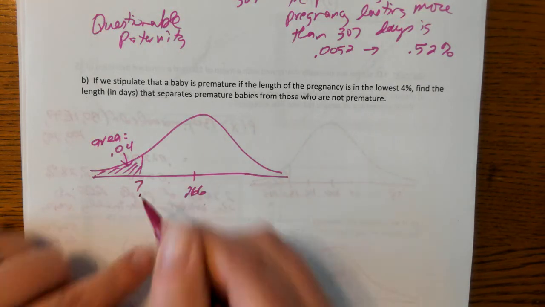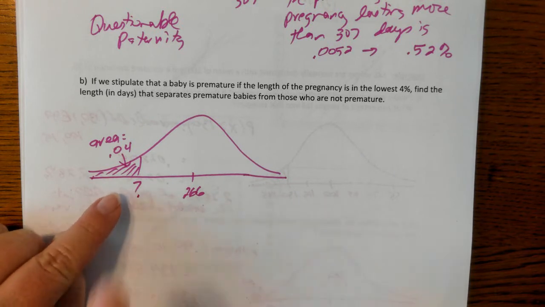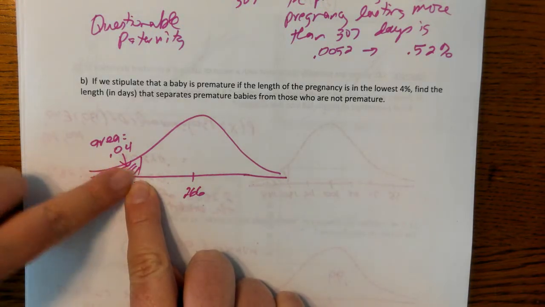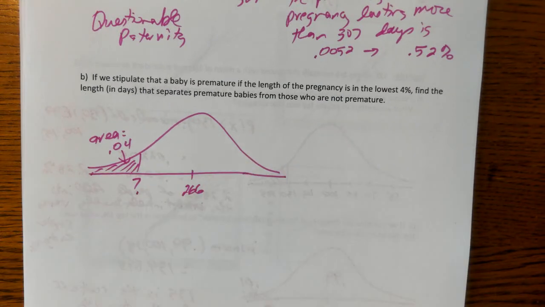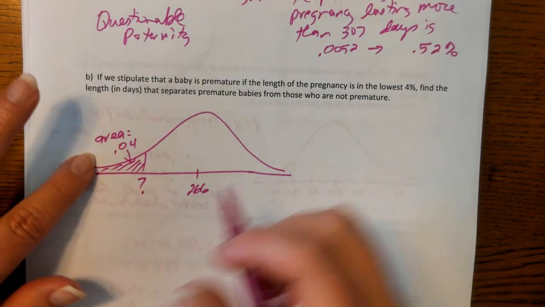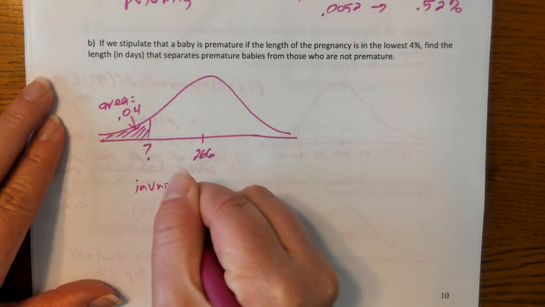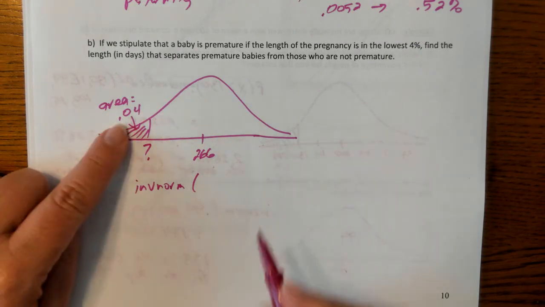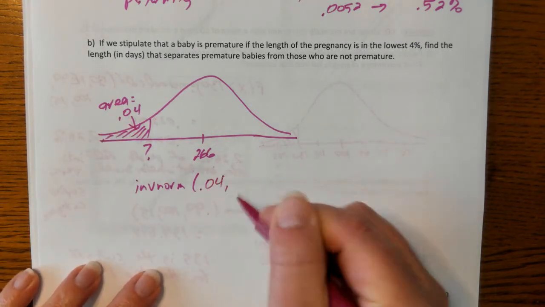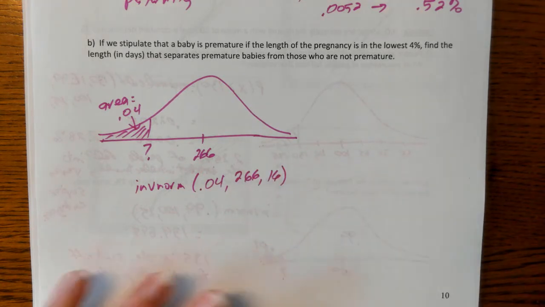So we are looking for this cutoff. We want to know how many days does the pregnancy last before we start saying, oh, that baby's premature and this baby is not premature because the pregnancy was longer than that. Since we know the area and we're looking for a cutoff, we are going to inverse norm this problem. Inverse norm, we always give the area to the left, which is 0.04, and then our mean and our standard deviation.